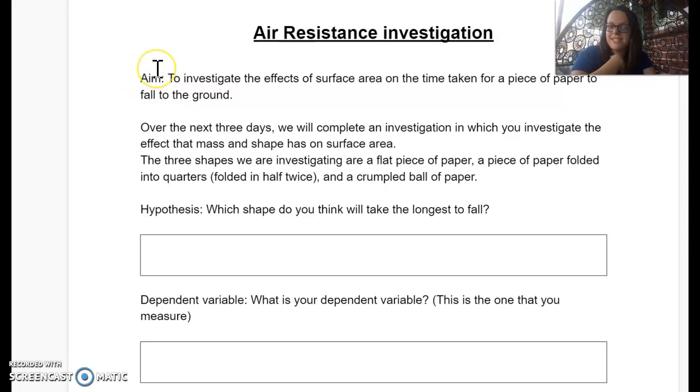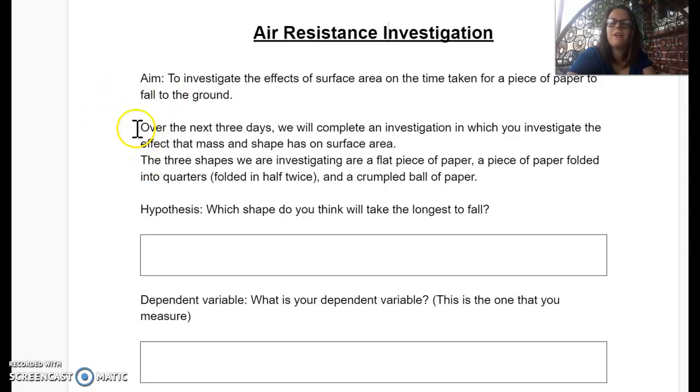And so, starting with the narration, this is for the air resistance investigation. And the aim for this is to investigate the effects of surface area on the time taken for a piece of paper to fall to the ground. And so, something really important to look at when we're going on to the discussion is to look at the aim and maybe look at some keywords I have in here, but I'll remind you when we get down there.